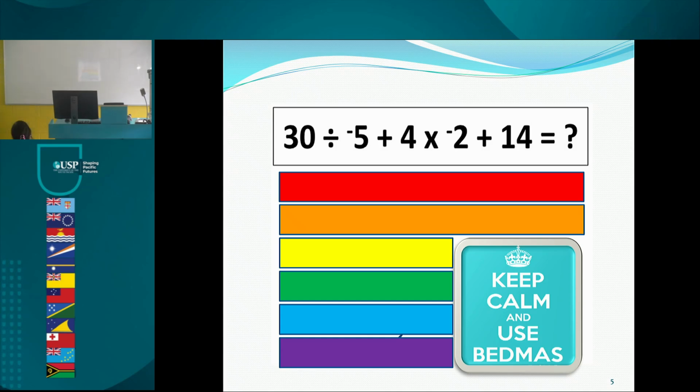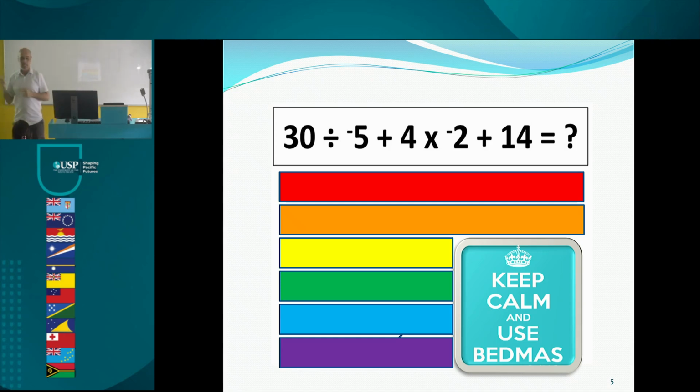Let's count together. That's 1, that's 2, that's 3, that's 4. 4 operations. Which one do you want me to do first? So I remember BODMAS. There's no bracket there. There's no exponents there. There's no square root. There's no power there. What comes next? Division or multiplication, left to right. So which calculation do you want us to do first?